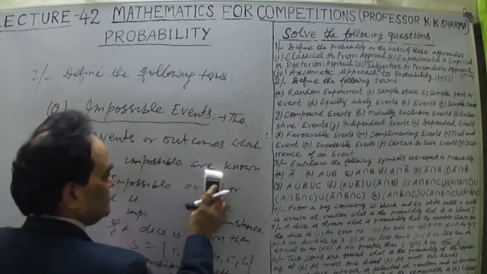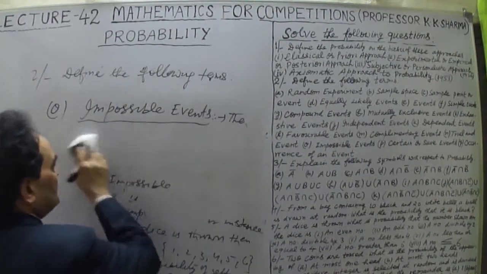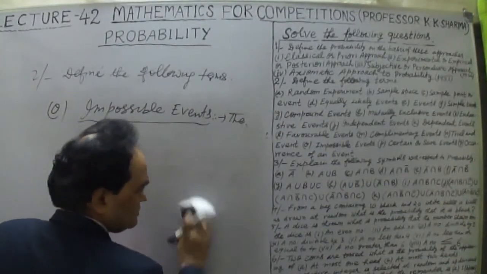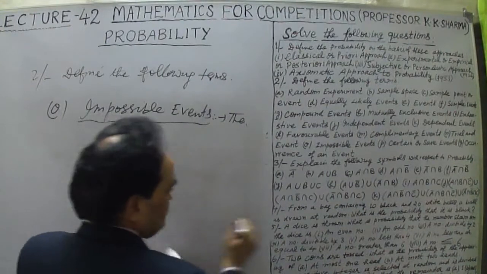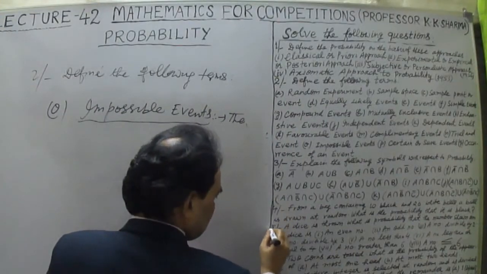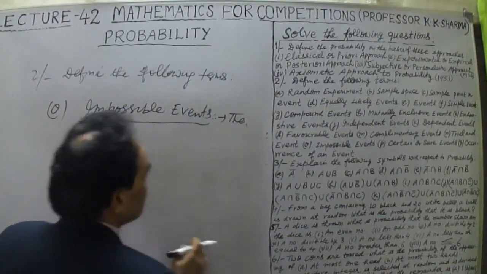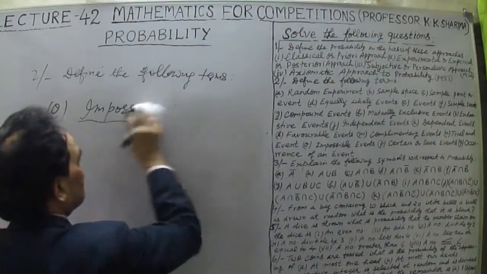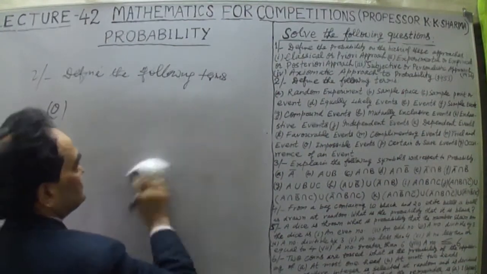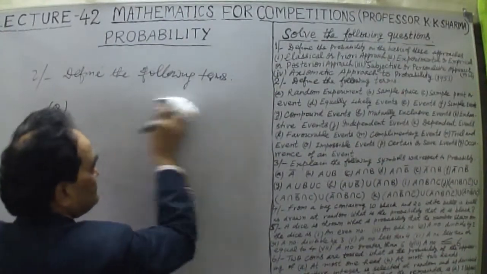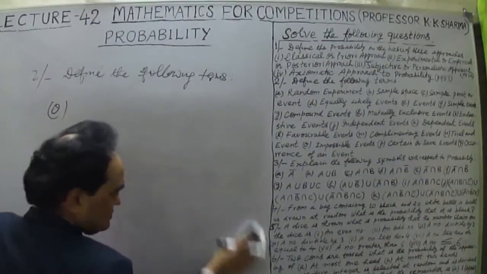So the event which is not possible is known as an impossible event. Why? Because in this case 7 and 8 cannot be there, because it contains only 1 to 6. Those numbers are there only. It doesn't contain 7 or 8. Impossible events are uncertain events which are not going to happen. This cannot happen.